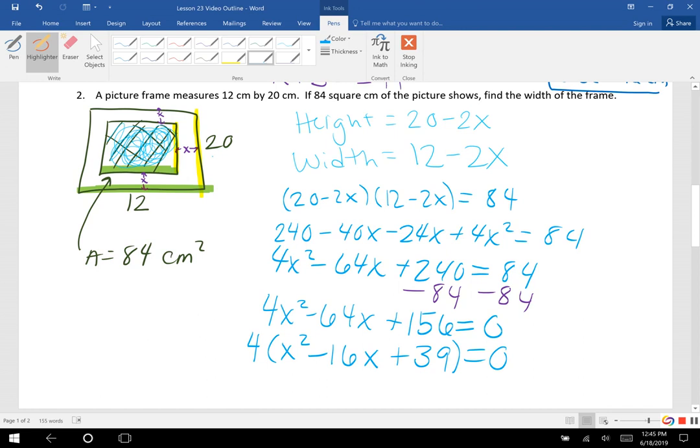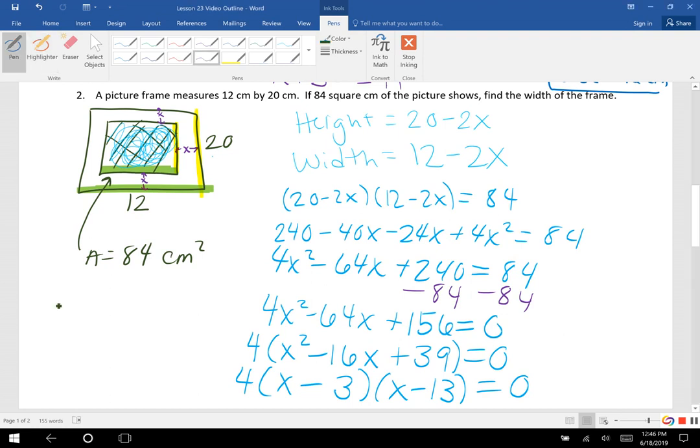Now I have some choices. I can use the quadratic formula, or I can try to factor. This time I think I'll try to factor. We could also complete the square. 39 is the same thing as 3 times 13. And minus 3 plus minus 13 is minus 16. So that does work. This thing can be factored.